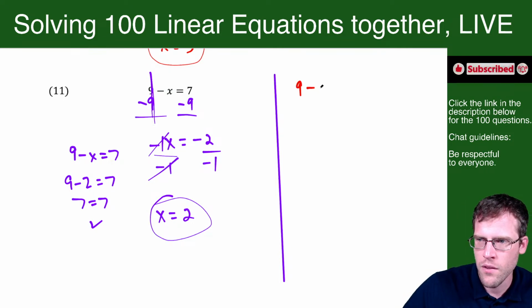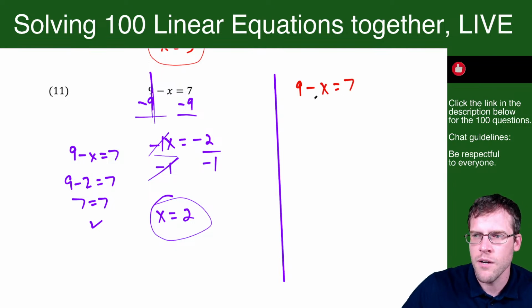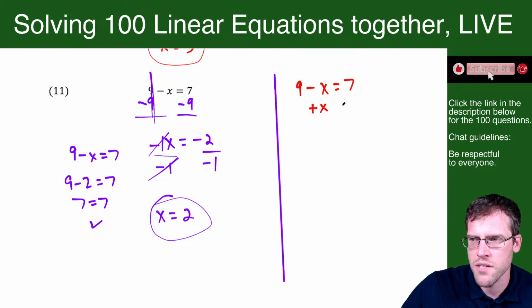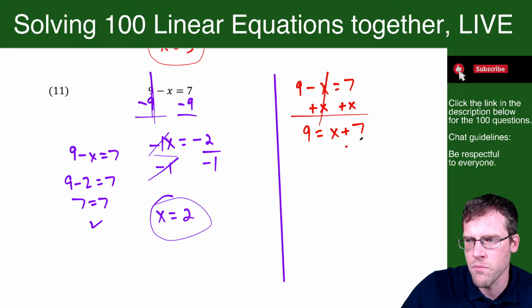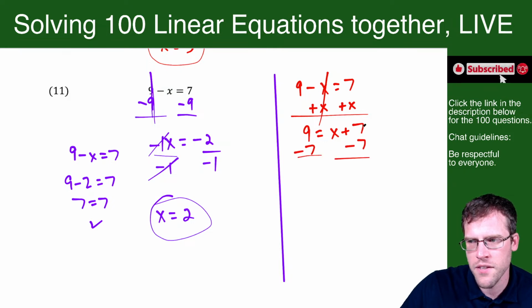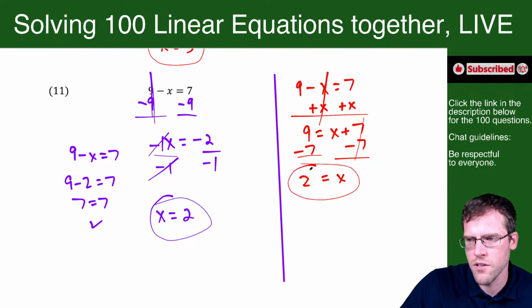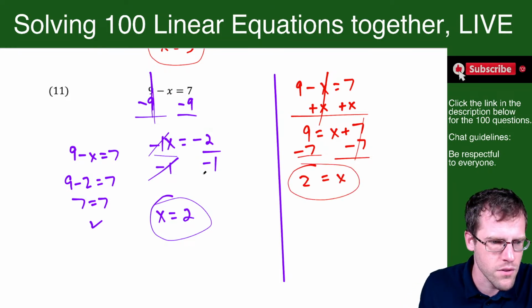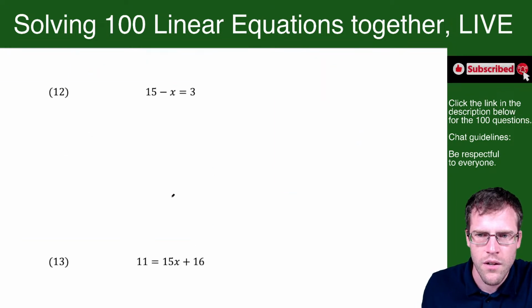9 minus x equals 7. Some people might opt to do this. They might say plus x on both sides. And then this says 9 equals x plus 7. And then they go minus 7. All right, this is also fine, because it's also 2 steps. So either way, you're going to get x equals 2. So you decide which one you'd rather do.